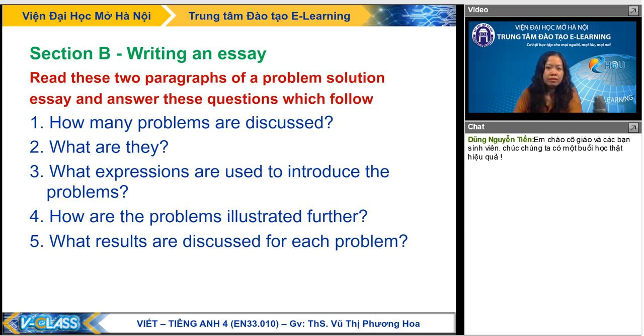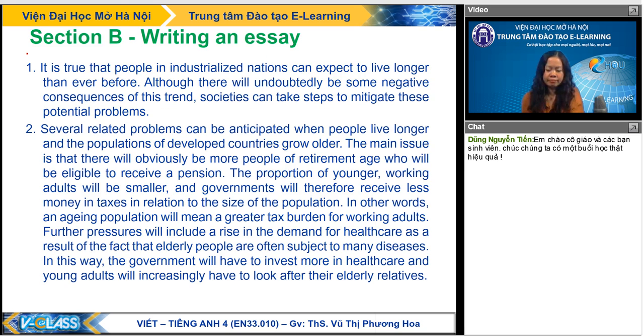We have another type of exercise. Read these two paragraphs of a problem solution essay, and then answer these questions which follow. How many problems are discussed? What are they? What expressions are used to introduce the problems? How are the problems illustrated further? And the last question, what results are discussed for each problem? Here's a text. You have some minutes to do it.